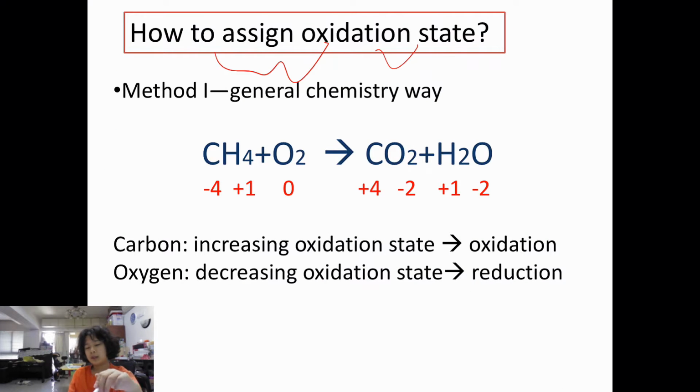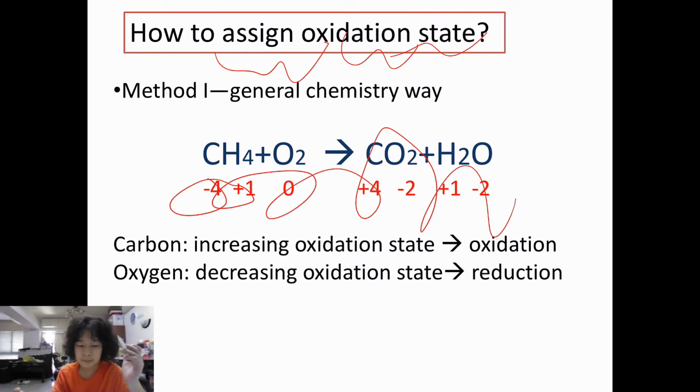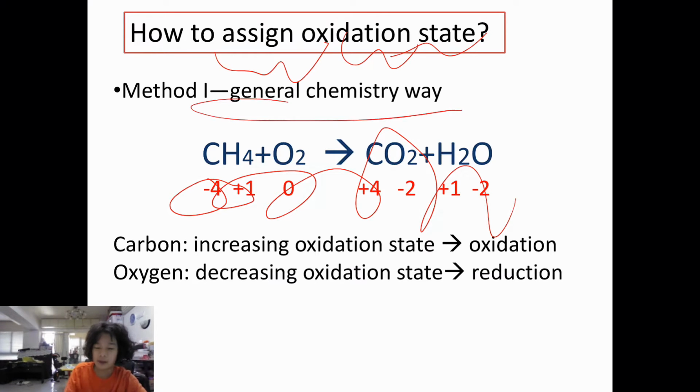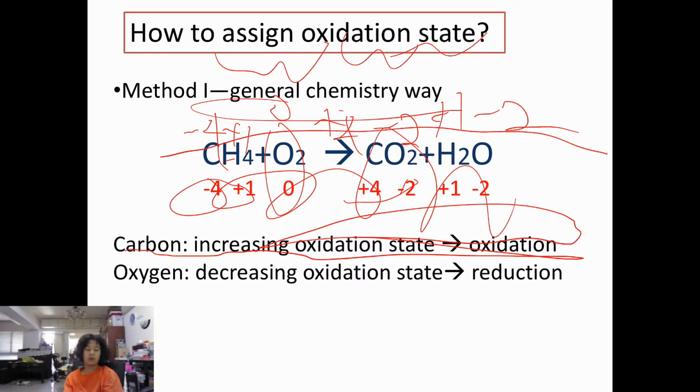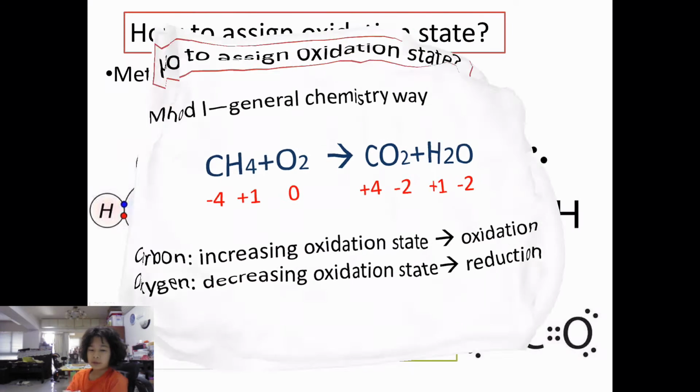How do you assign oxidation numbers? It's very simple. The first way, usually, is to use the chemistry rules. For example, C can be positive or negative, and H bonded is usually +1, so this C is -4. If the element is 0 and O is usually -2, then this C is +4, H is +1, and O is -2. Carbon is increasing its oxidation state, so it is oxidized, and oxygen is reduced. But not always, so you may have to use another way.